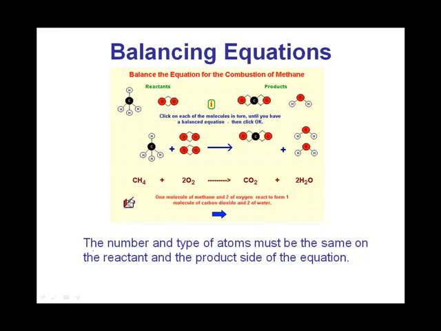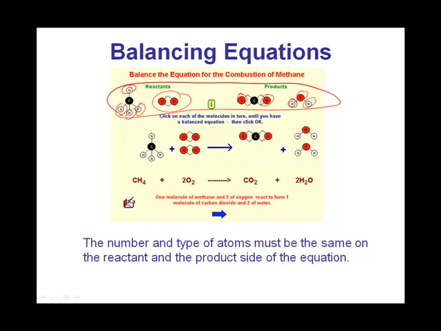Taking a look here, here's a balanced equation. Here's an example of an equation that is not balanced. Notice the number of hydrogens on this side does not equal the number of hydrogens on this side. And the number of oxygens on this side does not equal the number of oxygens on this side. Therefore, the equation is not balanced.